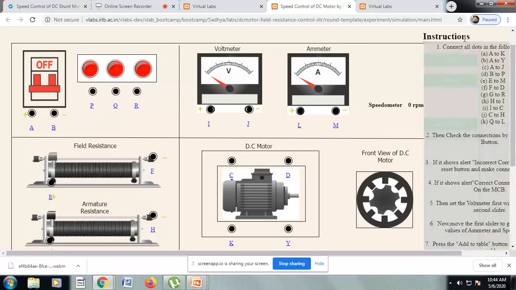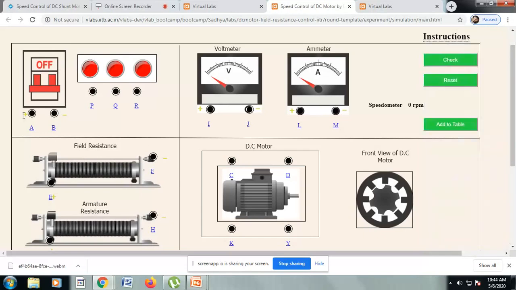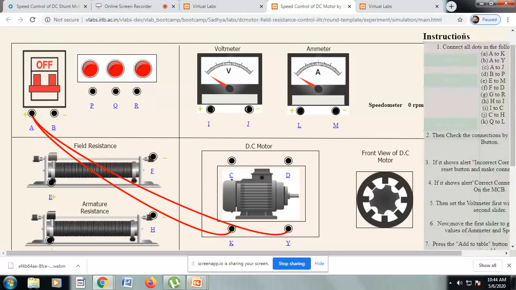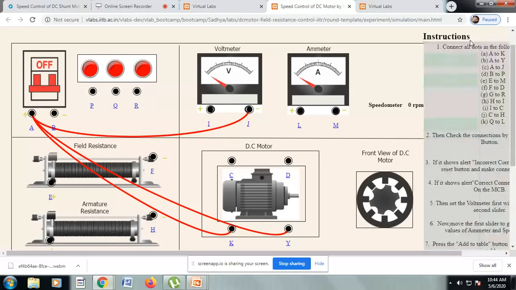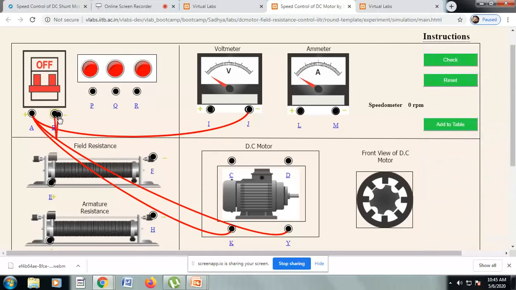Now, how to connect the circuit? First, there are instructions to connect the circuit. First, we connect A to K. That means main to armature, and another is main to field. Now we connect main to voltmeter, and main to starter.